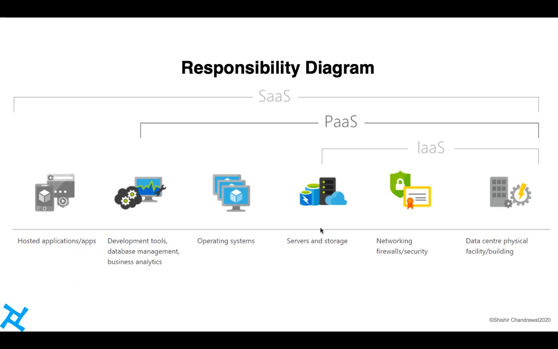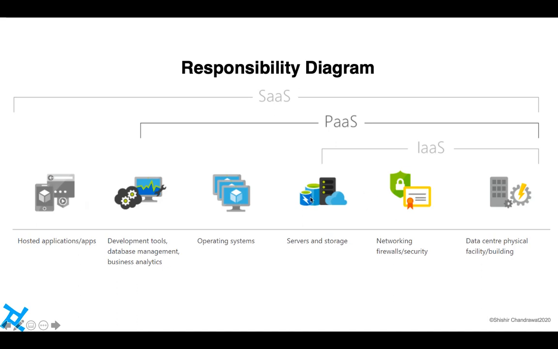Once again, there is an extension to the SaaS, PaaS and IaaS. If you look here, under SaaS, everything is basically managed by the cloud people. Data center, their responsibility; networking, their responsibility; server and storage, operating system, development tools, hosted application. Everything is with them. Under PaaS, data center is their problem, networking is their problem, server is their problem, operating system is their problem, the development tools are their problem, and then you manage the hosted application.